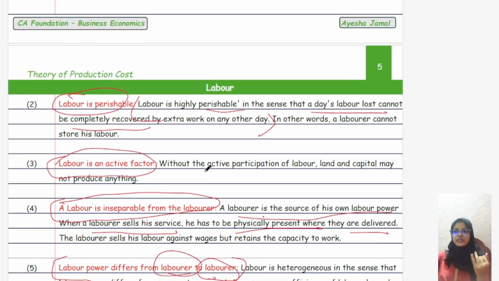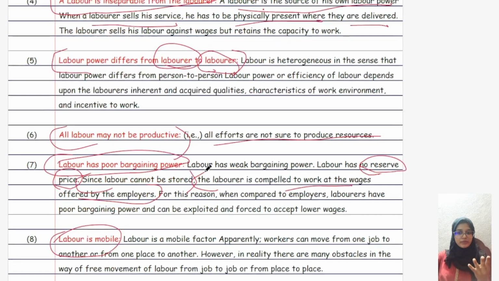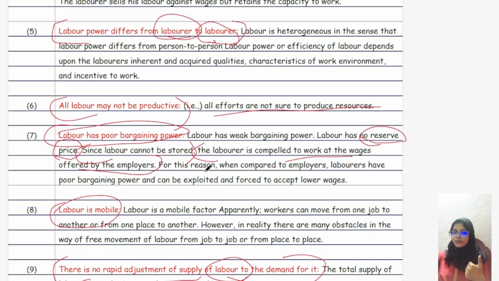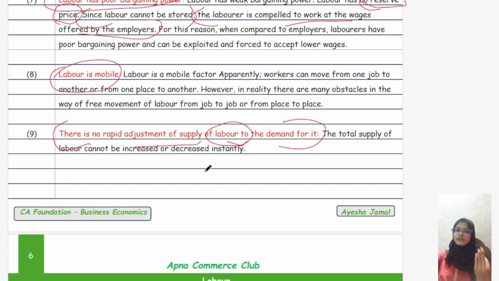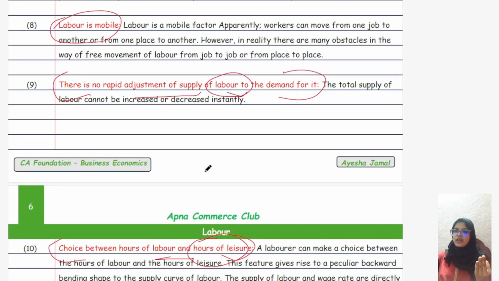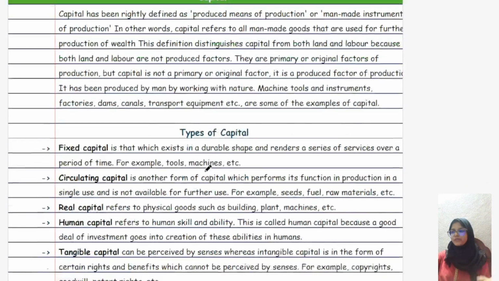Human effort. Labor is perishable, labor is an active factor, labor is inseparable from the laborer, labor power differs from laborer to laborer, all labor may not be productive, labor has poor bargaining power, labor is mobile, there is no rapid adjustment of supply of labor to the demand for it, and there is a choice between hours of labor and hours of leisure.